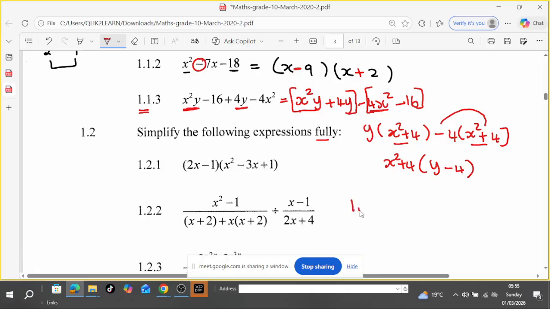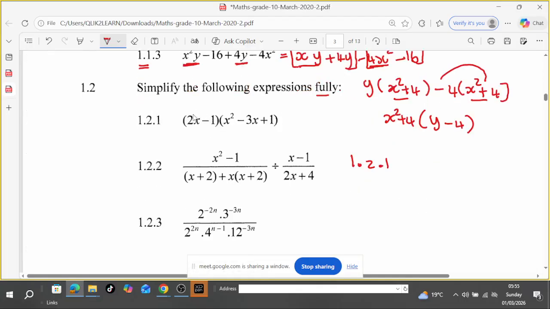So this will be 1.2.1. On this one, we need to take the 2x and multiply everything inside that bracket. Then you take the minus 1 and multiply everything in that bracket. So this will be 2x times x squared. This gives me 2x to the power 3, because the bases are the same.